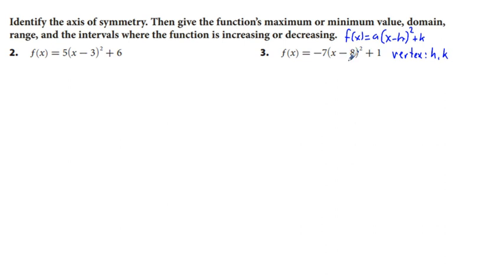And so because of this, let's go ahead and examine what we have here. Well, a is going to be equal to negative 7. h is going to be equal to 8 because we have x minus 8. So h is equal to 8. And finally, k is equal to 1.